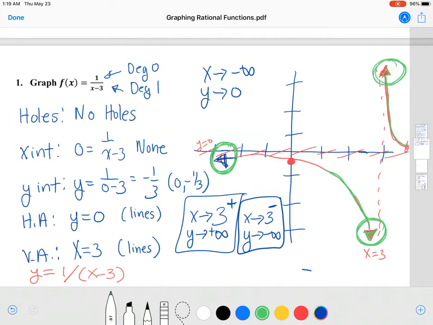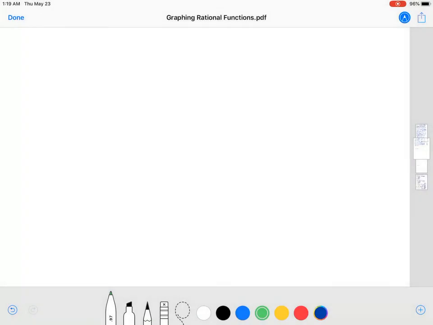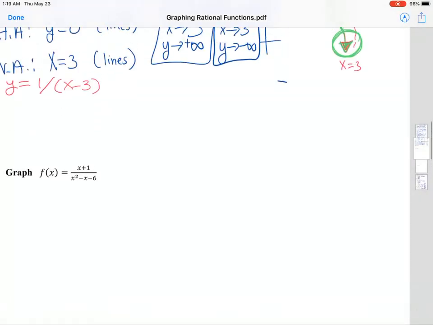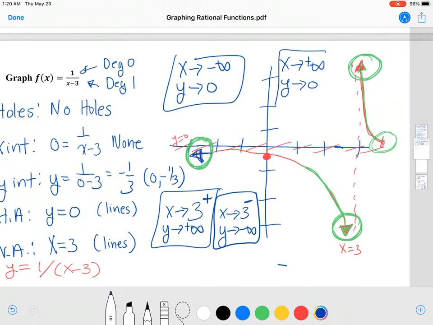And then for this arrow over here that goes off the page a little bit, let me go back up and fix that. For this arrow here that goes off the page a little bit, I would say as x goes to positive infinity, y is also approaching 0 because it's getting closer and closer and closer to the x-axis.